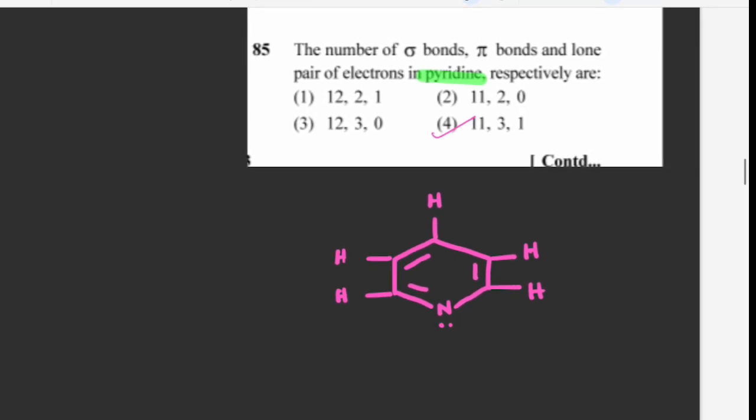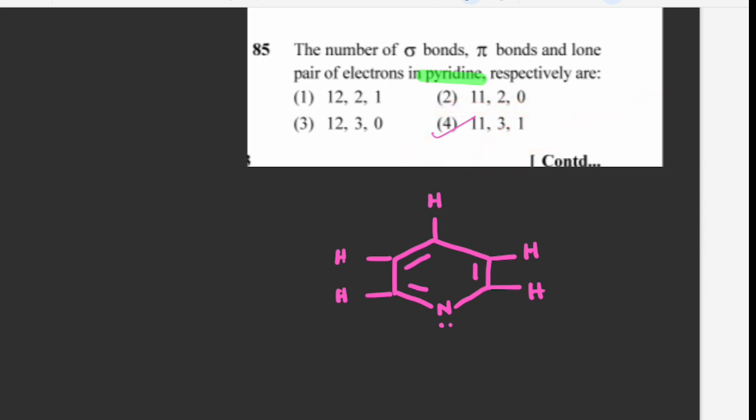Next question. The number of sigma bond, pi bond and lone pair of electron in pyridine. So this is pyridine. So you have to see sigma bond, pi bond and lone pair of electron. Lone pair of electron you can see 1. So here 1 is present in 2 options. So in these 2 options you have to check which is correct. Then pi bonds we will check. You can see directly there are 3 pi bonds. So in these 2 options, pi bond 3 you have here. So therefore this answer is correct.